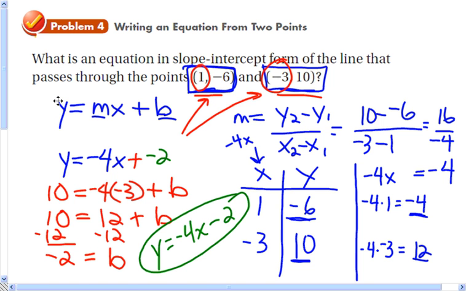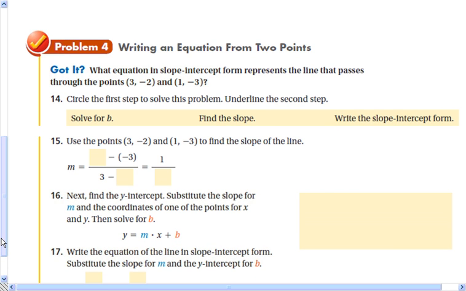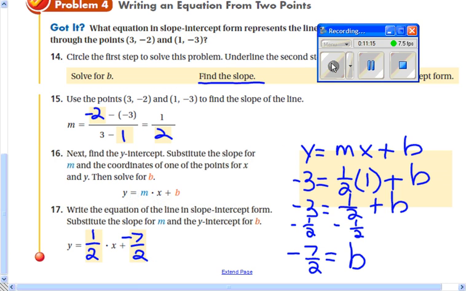All right, go ahead and try that. Pause here. Now, one thing on this problem, you may have substituted the other point for these two values, so you could also have negative 2 right here and 3 right here, but it should come up with the same y-intercept.